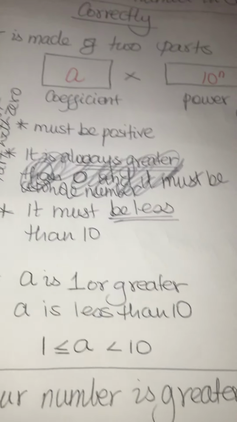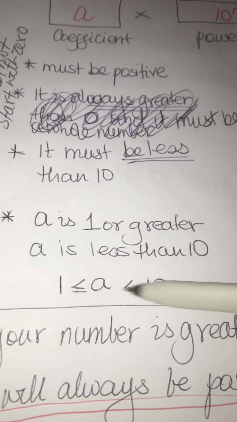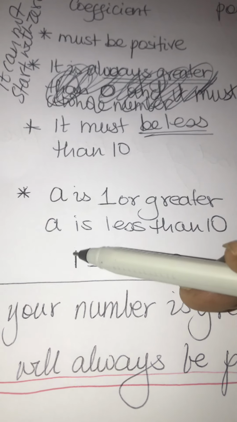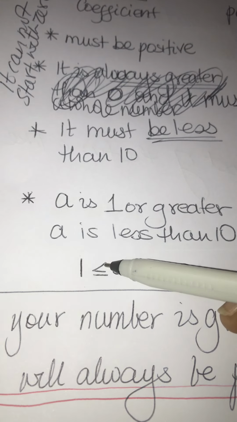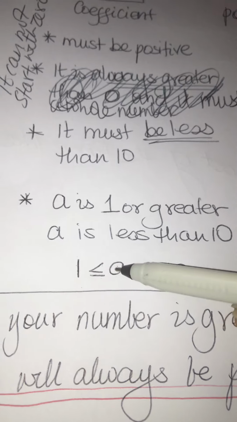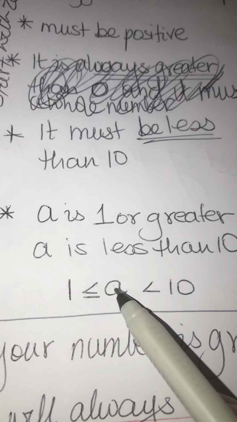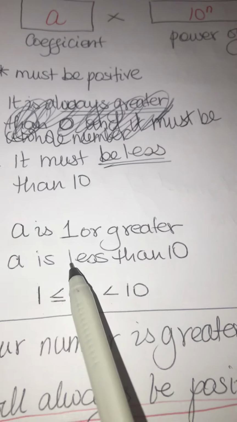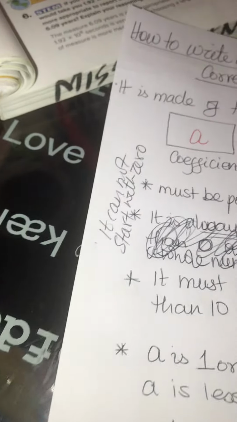Okay? So when we are writing in mathematics using the signs, we are saying A has to be greater than or equal to 1. A has to be greater than or equal to 1. Okay? That's how you read this part. And then you say A has to be less than 10. Do you see? A is 1 or greater. A is also less than 10. Okay? You will see what I mean as we do the examples.